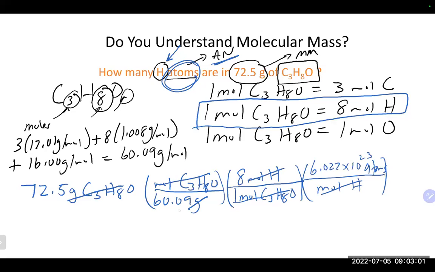The moles would cancel. So we're going to multiply everything that's on top there. So 72.5 times 8 times 6.022 times 10 to the 23. We're going to divide by what's on the bottom, divided by 60.09 basically. And that is going to get us 5.81 times 10 to the 24 atoms of hydrogen in this particular case.